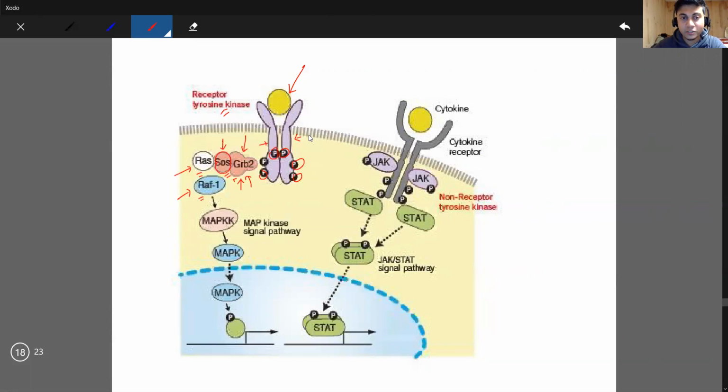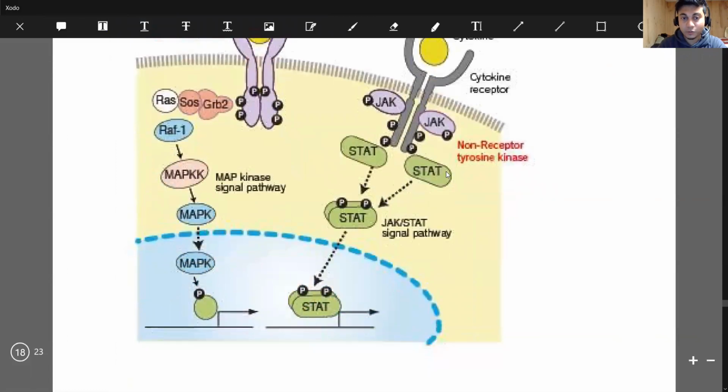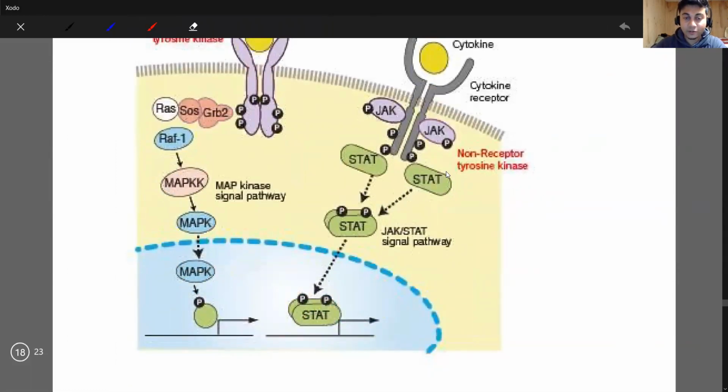And this RAF protein stimulates another enzyme, the MAP kinase activating enzyme that stimulates the MAP kinase. And this MAP kinase will bind to or stimulate some intrinsic transcription factor. And that transcription factor stimulates the gene inside your nucleus to be activated, to be transcribed to some mRNA, so that the mRNA will produce some new protein.